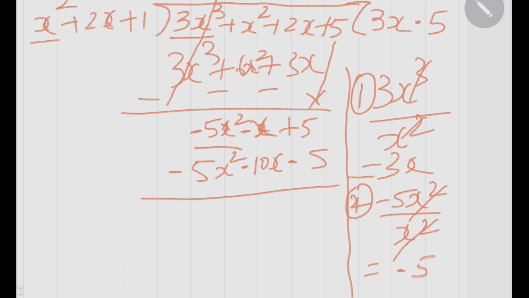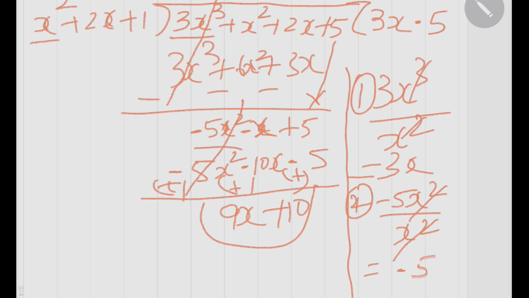Now when you want to cancel, we are supposed to change the sign. So this becomes plus, this becomes plus, this becomes plus. So plus 5x square minus 5x square will cancel each other. Minus 10x plus x is minus 9x, and this is plus 10. This is our remainder.